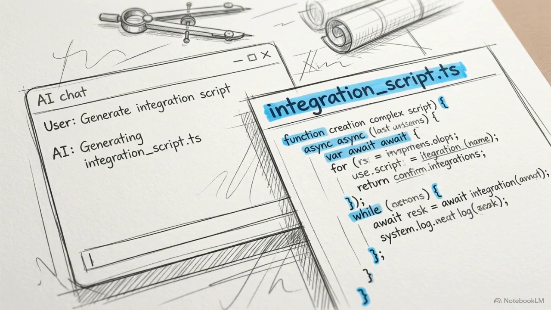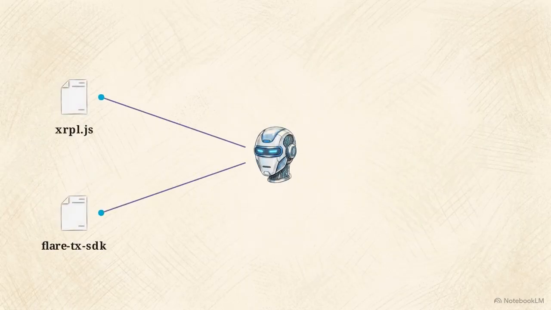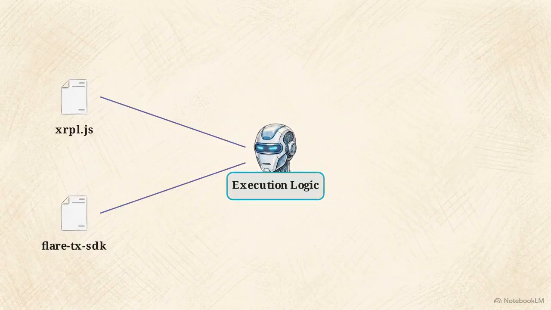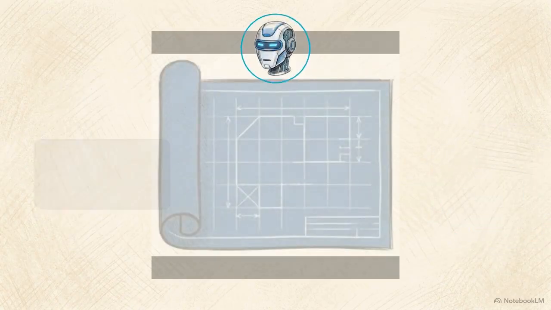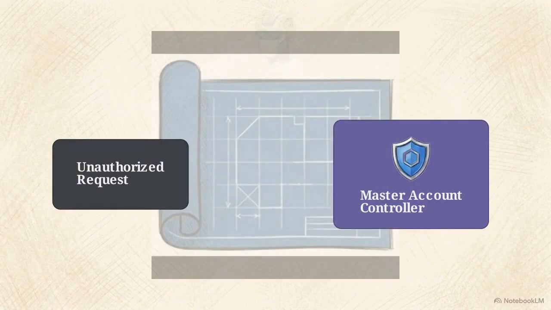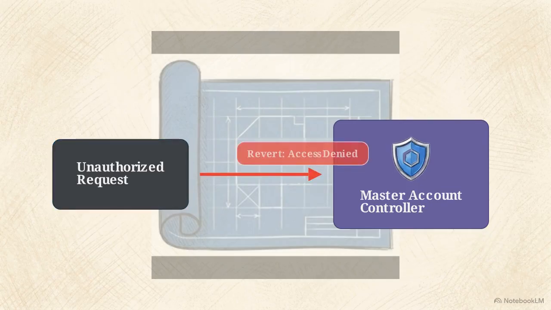With the contract structured, prompt the AI to write a TypeScript integration script. Specify that it must use the XRPL.js and Flare TX SDK libraries to reserve a minting tag and execute a transaction over on the XRP testnet. Now we move to simulation. Tell your AI to write an adversarial Foundry test. Instruct it to simulate an unauthorized user attempting to bypass the master account controller and execute functions directly.